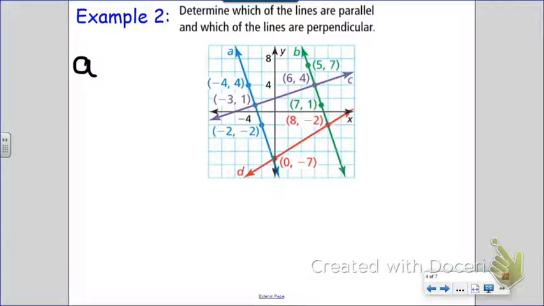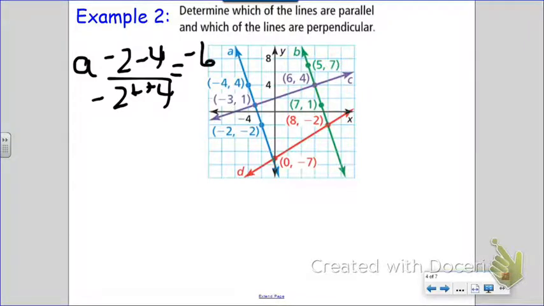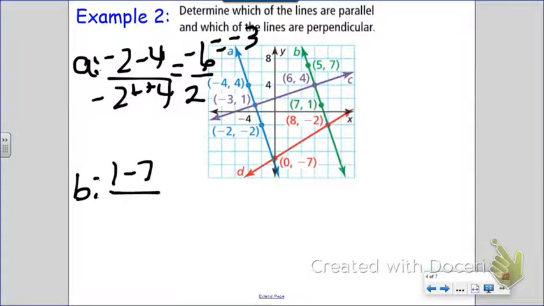Slope is -2 minus 4 divided by -2 minus -4, or plus 4, which would be -6/2, which we know is -3. B: (1 minus 7) divided by 7 minus 5, which equals -6/2, which equals -3.